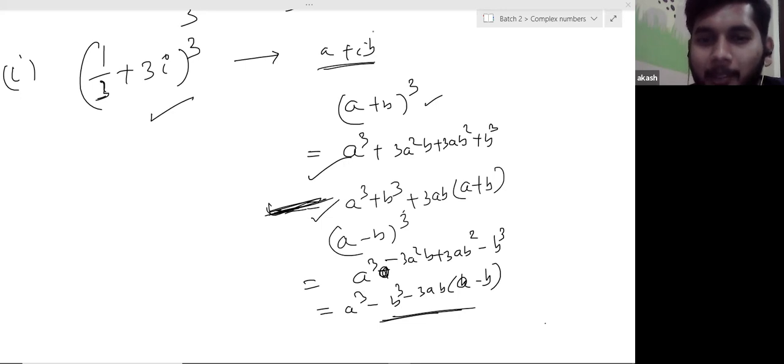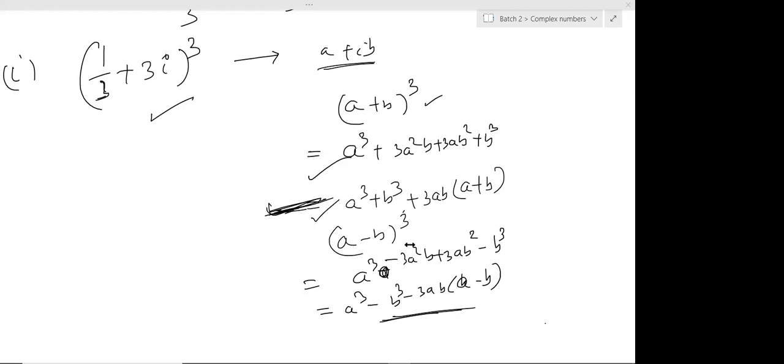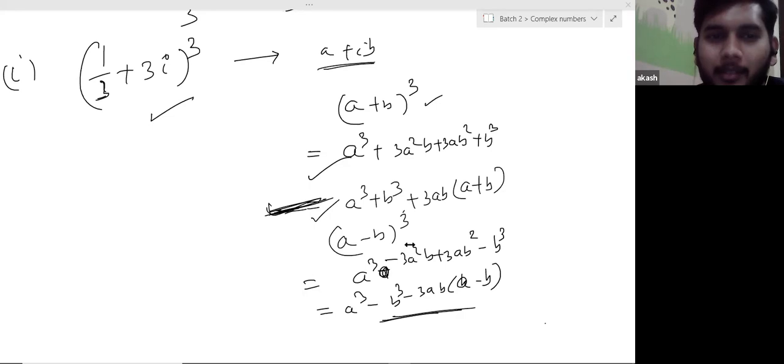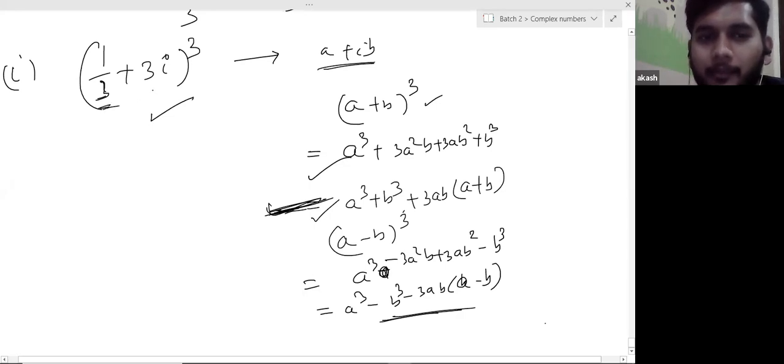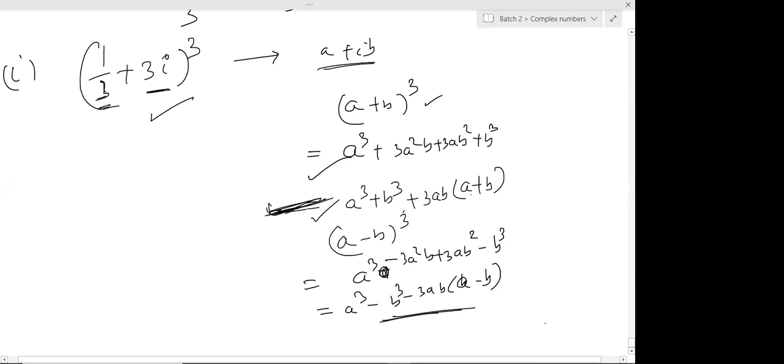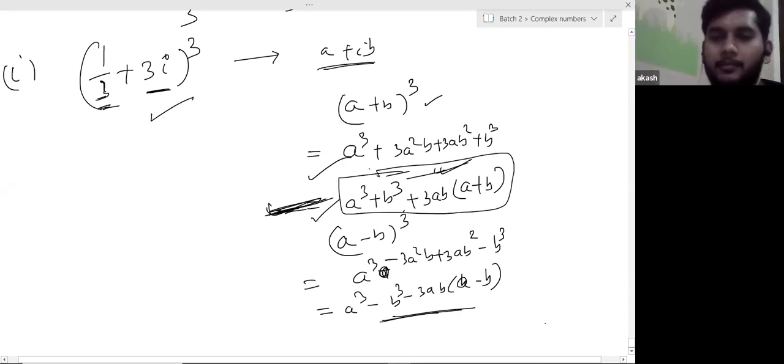Let's see. P, what about you? Sir, solving, sir. Solving, all right. I'll give you 2 moments. Just choose this formula, right? Here, the value of a is 1 upon 3, b is 3i. Use this formula. This one. Here. Put it in a box. Put a equals 1 upon 3, b equals 3i. All right.